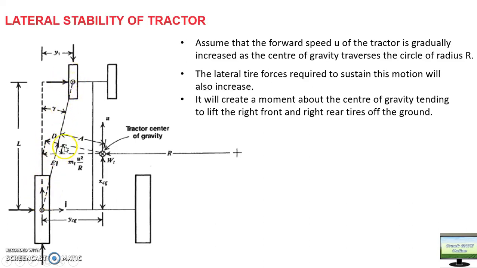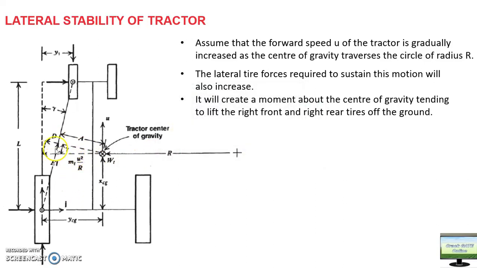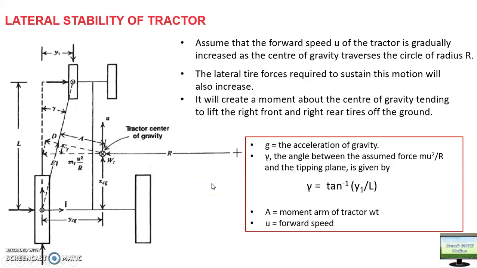Okay, this is the centrifugal force which is acting at the CG, and which will try to rotate your tractor, or try to lift the tires off the ground, and your weight will try to put your tires on the ground. Okay, so these two will act in opposite directions. Okay guys, and this is the angle which this centrifugal force is making with this horizontal component vector. Okay guys, this angle is gamma. So all the terms are explained in this table.